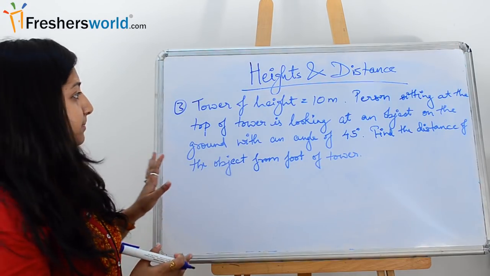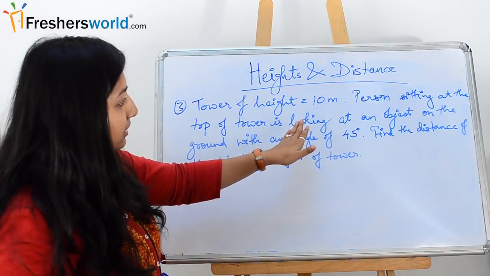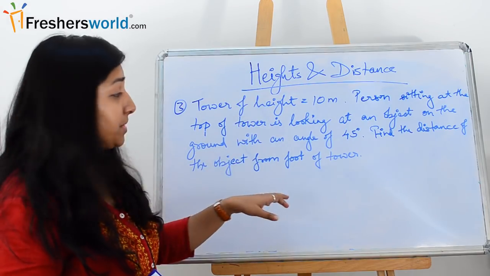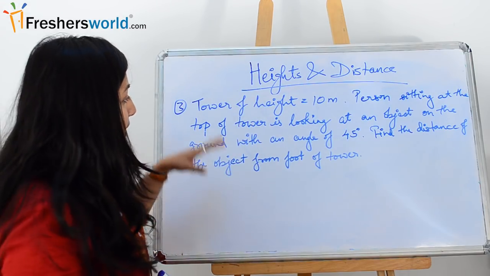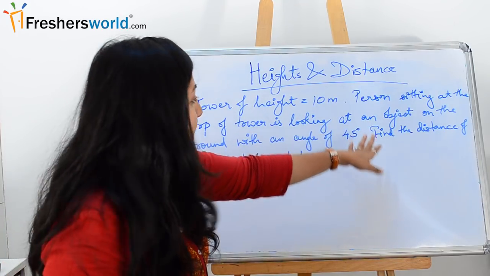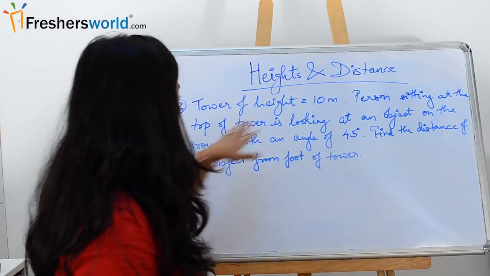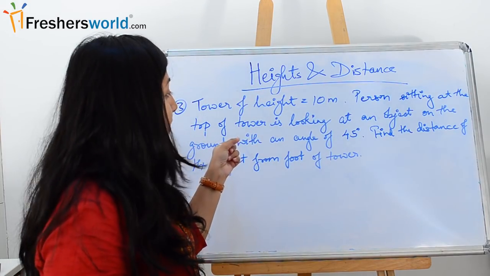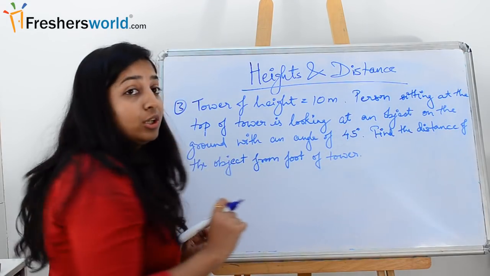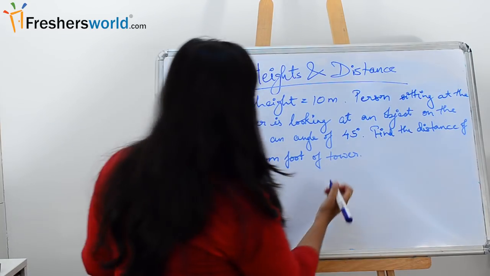So a third question. We have a tower of height 10 meter and the person is sitting at the top of the tower and is looking at an object which is placed in the ground with an angle of 45 degree. So the question is to find the distance of the object from the foot of the tower. See here, the person is sitting on the top of the tower, means this is the angle of depression. So you remember how we used to draw the angle of depression? Similarly, we will be drawing it here.